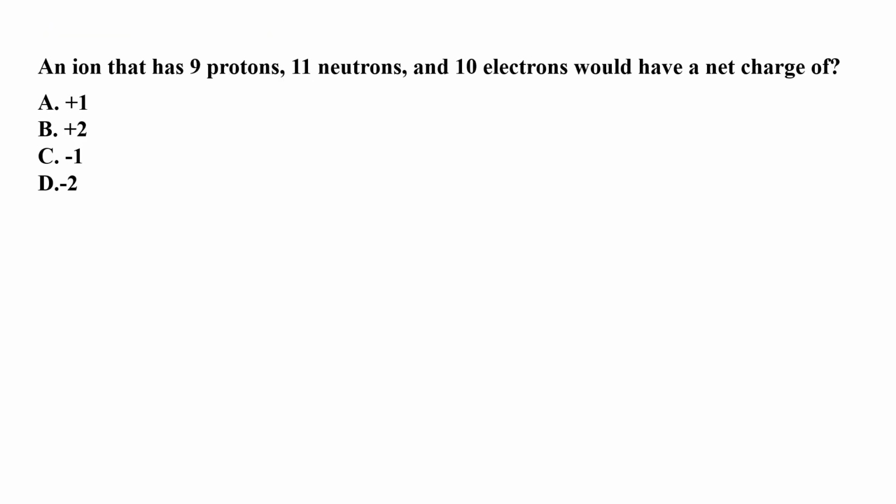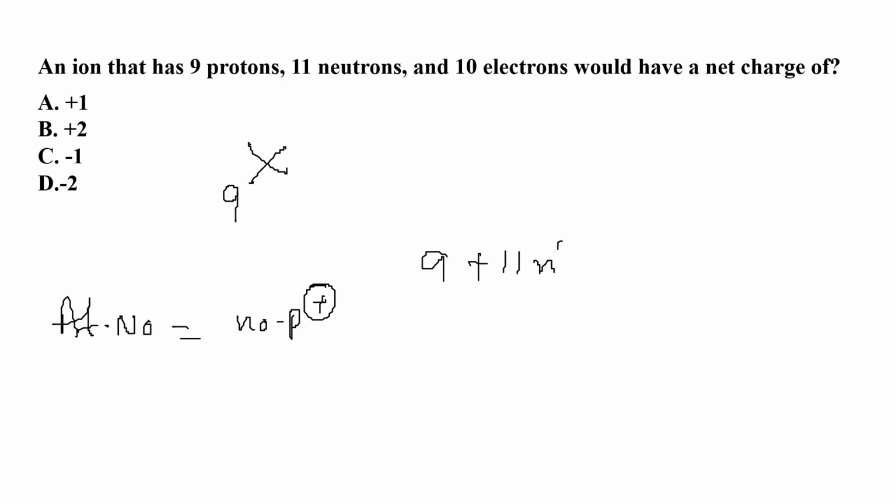Okay. Next, here an ion. Suppose X contains 9 protons, because generally the atomic number is equal to the number of protons, which is always constant. So here the atomic number is 9, and the number of neutrons is 11. Protons plus neutrons is equal to the mass number. So here indirectly you will get a mass number of 20. So the mass of this ion is 20.